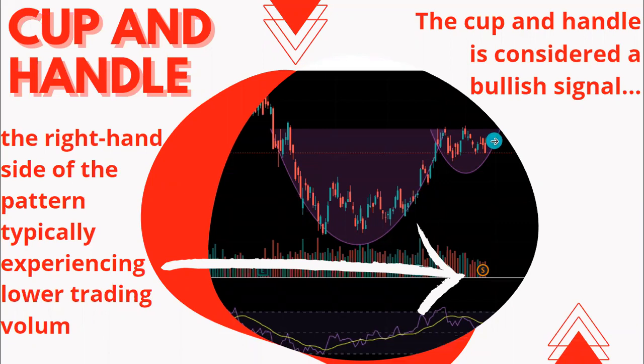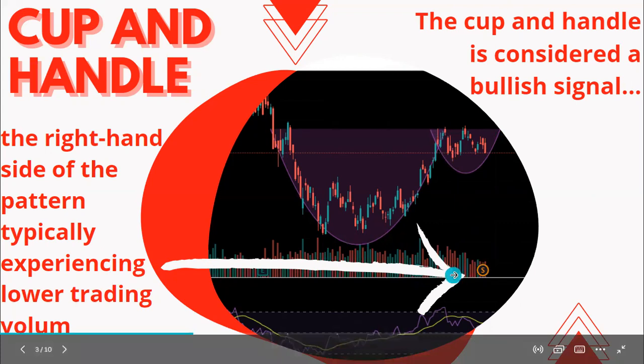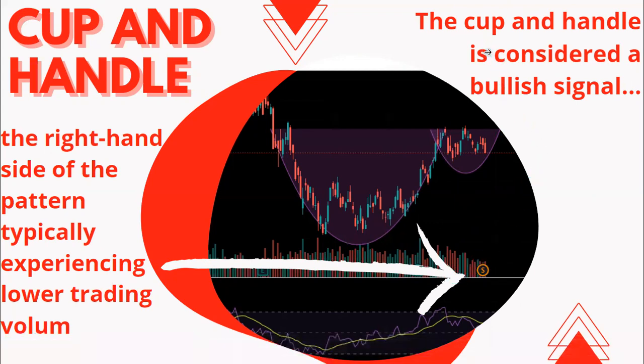The right-hand side of the pattern typically experiences lower trading volume. And look at our volume here in the cup. The volume is right up around this level, and here's our handle. We are below that level, so that's why our arrow is here. This bullish signal is looking pretty good as far as the cup and handle goes.